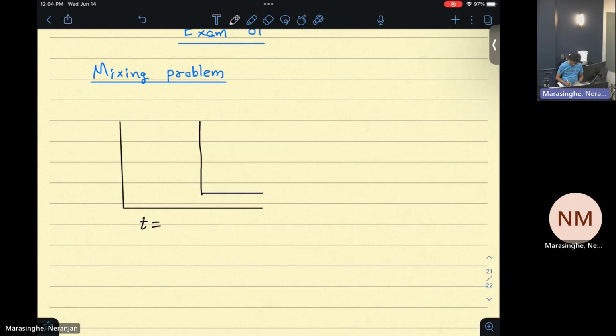At t equals 0, it contains m0 equal to m naught, and its volume is going to be equal to v naught, right? So this is the initial volume, v naught.